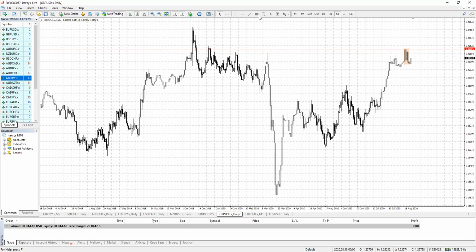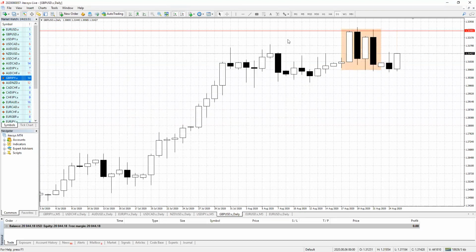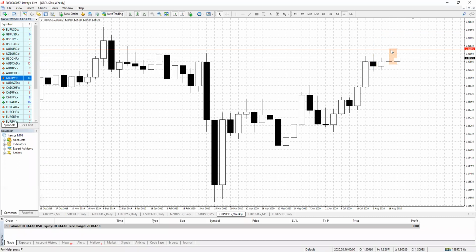So after this formation, we should expect some breakout, either to the upside or to the downside, because these movements are like a money accumulation. There are a lot of orders being filled right now, and we can expect a breakout to the downside or to the upside. If we go to the weekly chart, you can see this tail in the upside.